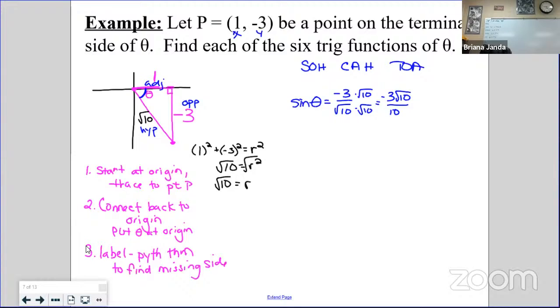Keep going through our picture here. Cosine is adjacent over hypotenuse, so 1 over the square root of 10. Rationalize. Notice that one is positive. Both your x value and your radius, or hypotenuse, whatever you want to call it, are positive on this one. Tangent, opposite over adjacent.